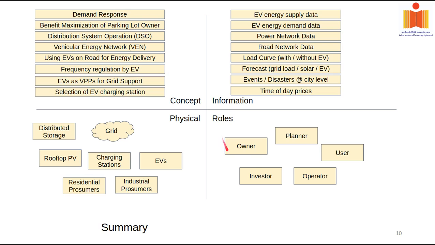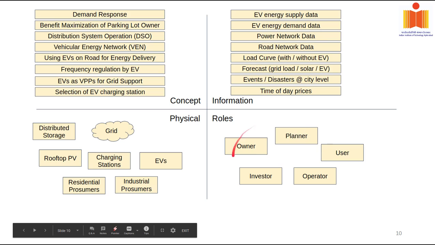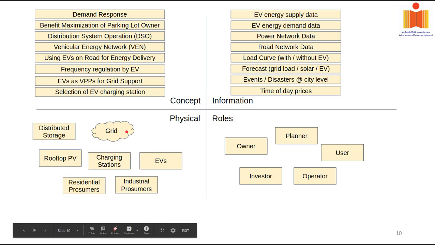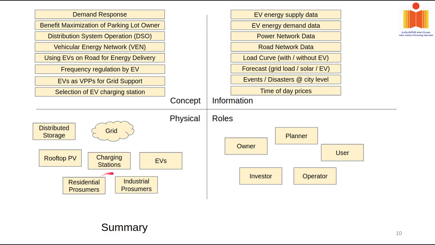Down below are the roles I already mentioned: planner, owner, user, investor, operator. And on the left side I have shown the physical system. The grid is the one physical concept, along with rooftop PV, charging station, electric vehicles, residential prosumers, industrial prosumers, and distributed storage. So this is a brief summary. Again, feel free to stop me in between if you have any question, so that I get a sense of how this content is being delivered.